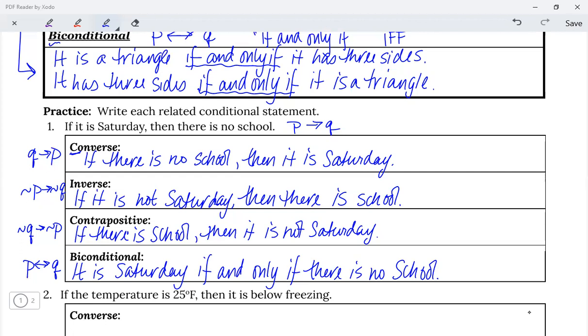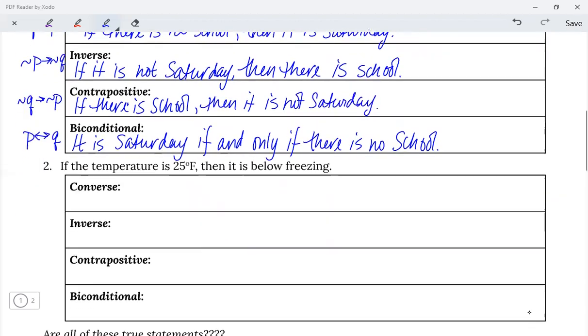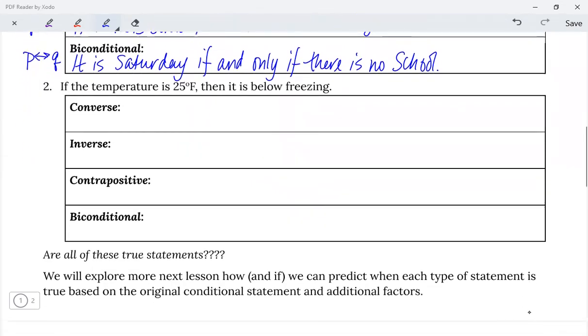All right, here we go, example 2. I'm actually going to go ahead and change my color. Let's go to red. Why not? All righty. So if the temperature is 25 degrees Fahrenheit, then it is below freezing. So again, that's our if P then Q.